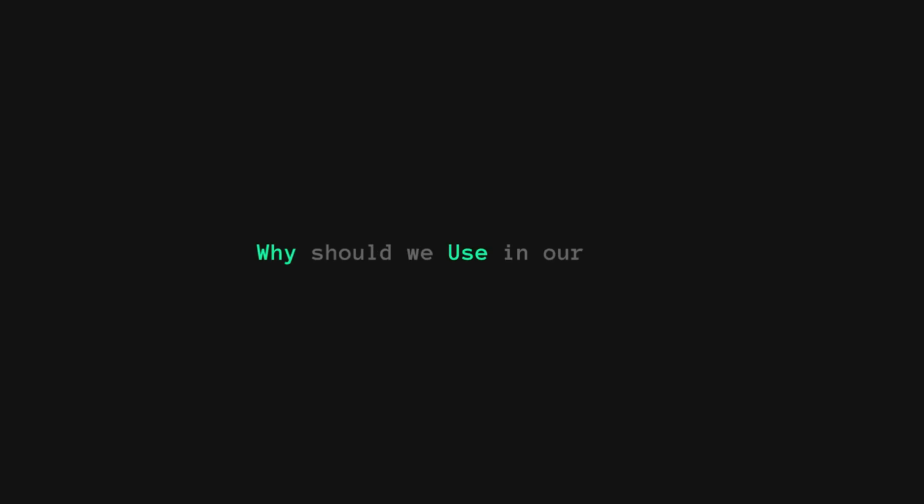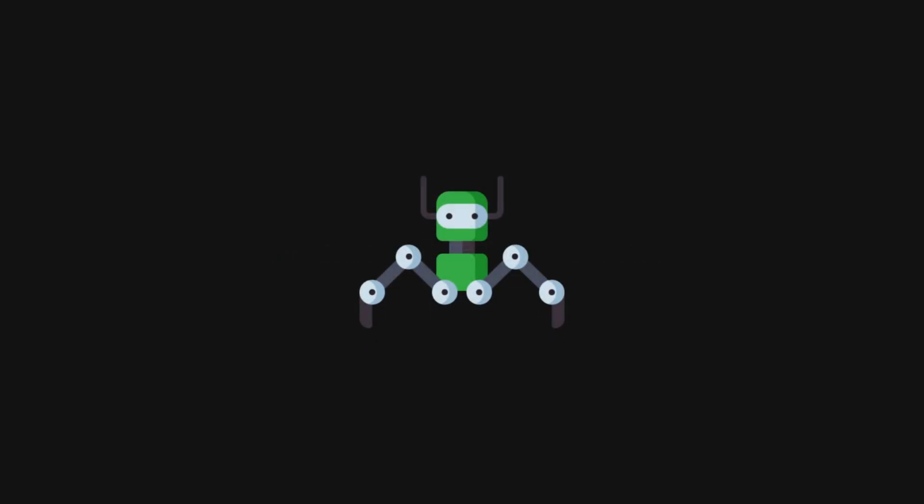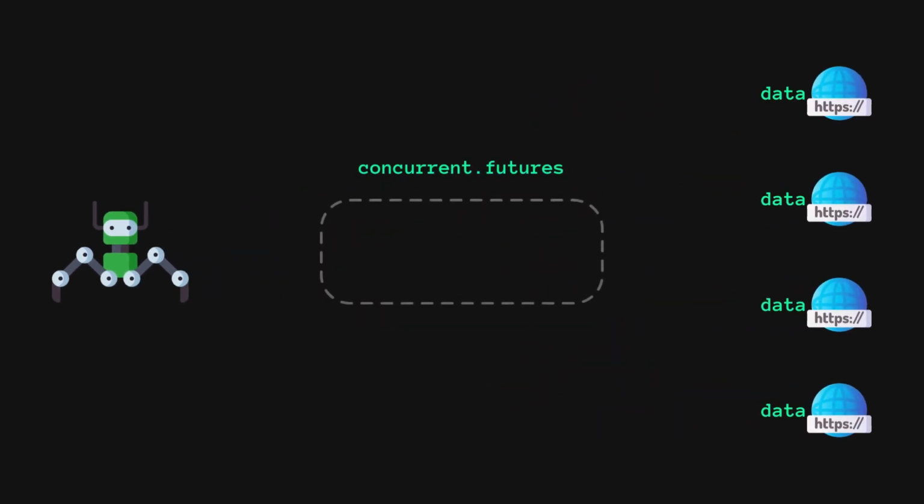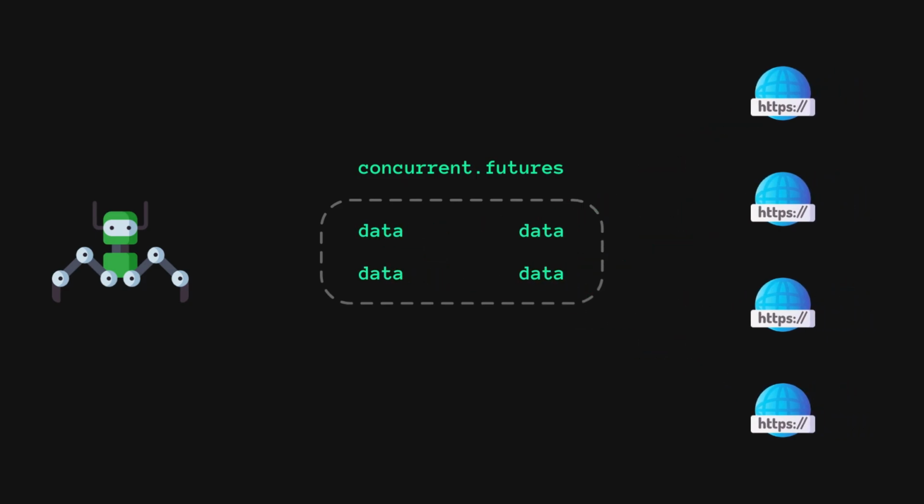But why should we use this in our code? Well, imagine you're building a web scraper, and you need to fetch data from multiple websites. Doing things one at a time will take forever. However, concurrent.futures allows you to fetch data from numerous websites at the same time, significantly speeding up your scraper.